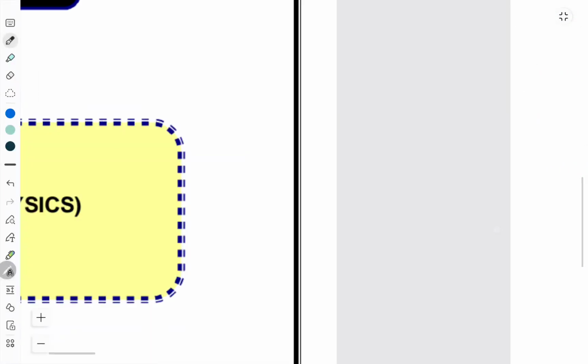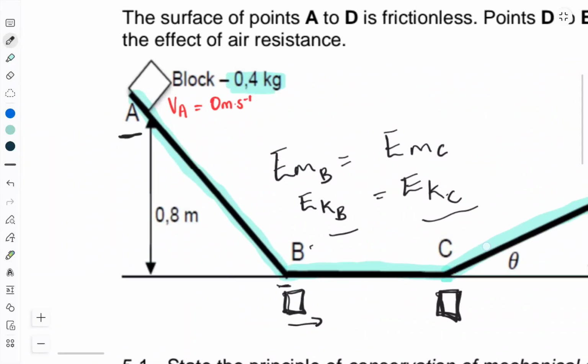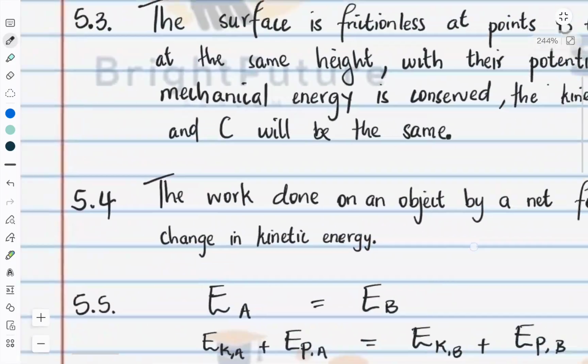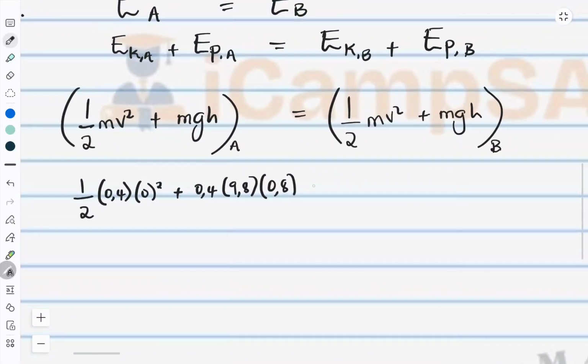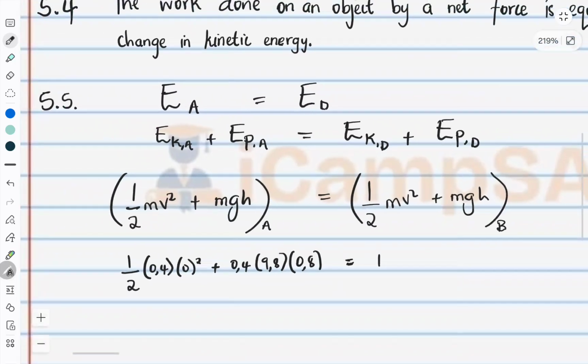Let's go check. Height at A is 0.8 meters, okay? Then height at D is 0.3, okay? We'll remember that. Now let's go to B. B, oh, this is a mistake. We are taking A and D, sorry. Not A and B. I'm used to just points A and B. A and D. Sorry for the confusion.